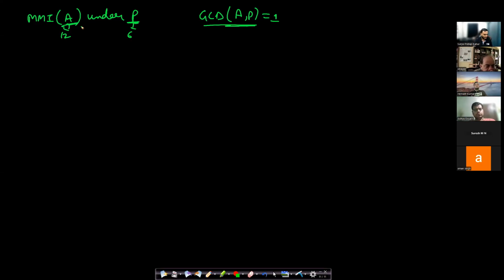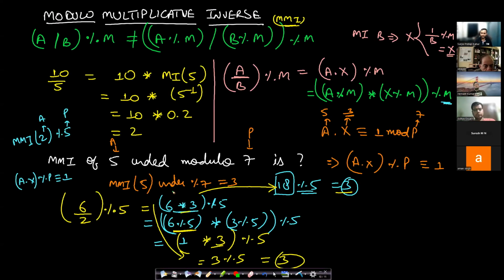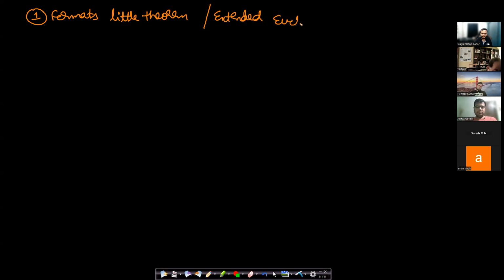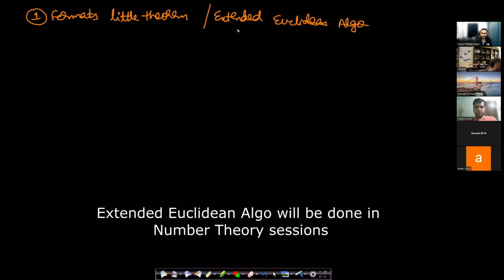Okay. But how to calculate this MMI? There is an algorithm to calculate this MMI. So there are two algorithms. The first algorithm is by using Fermat's little theorem. And the second algorithm is by using the extended Euclidean algorithm. We are yet to do the Euclidean algorithm. This is the next part of Euclidean, which is extended Euclidean, but we will be looking at Fermat's little theorem. This we will not do.